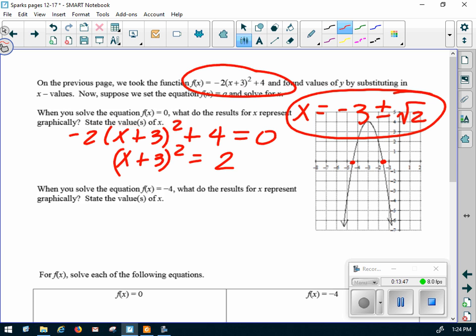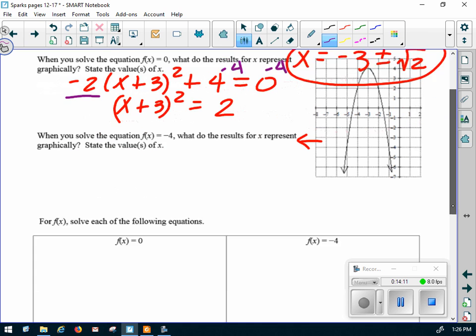Now I want you to look at this question right here. How come x plus 3 squared is 4? Because we subtracted 4 from both sides, and then we divided by this -2. Divided by the -2. Right. With me? Yes.